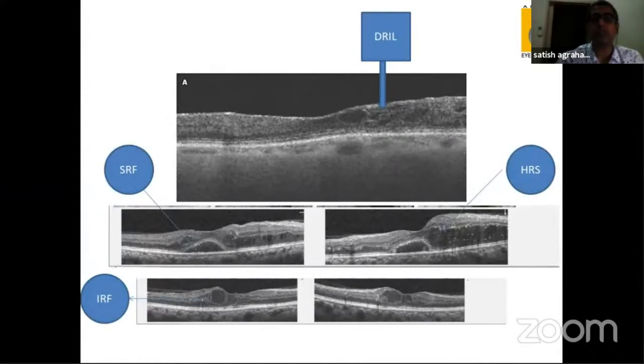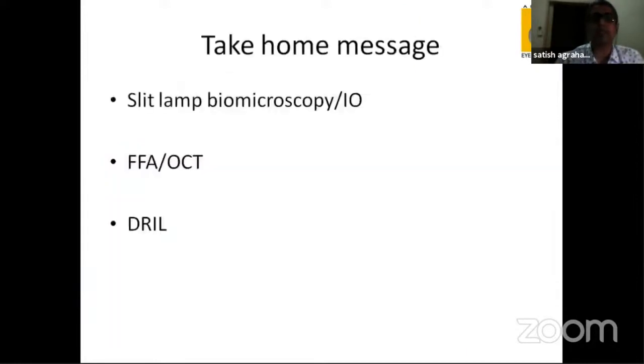So I'll just show you this picture. In the picture at the top, you can see the inner layers of the retina which have got disorganized, and this is the DRIL. This is the subretinal fluid, everybody knows it as a neurosensory detachment, and this is the intraretinal fluid. This is the cystic form, and this is the diffuse form. And this side is the HRS, that is nothing but the hyperreflective dots. These hyperreflective dots indicate either inflammatory dots or possibly lipid dots, which can indicate a few hard exudates in the layers of the retina.